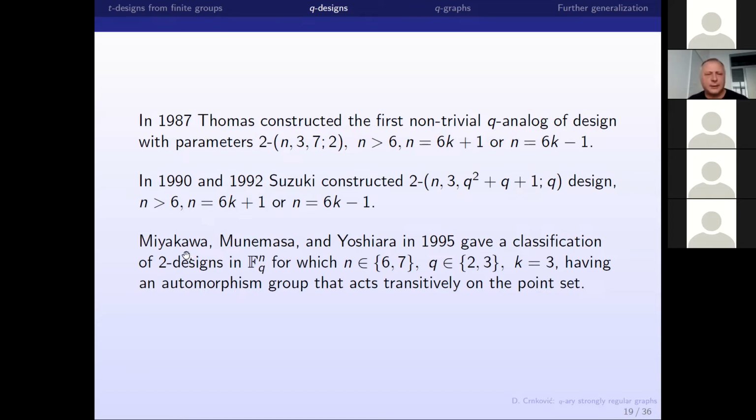And then Miyakawa, Munemasa, and Yoshiara in 1995 gave a classification of 2-designs for which n is equal to 6 or 7 and q is equal to 2 or 3, k is 3, having an automorphism group that acts transitively on the point set.